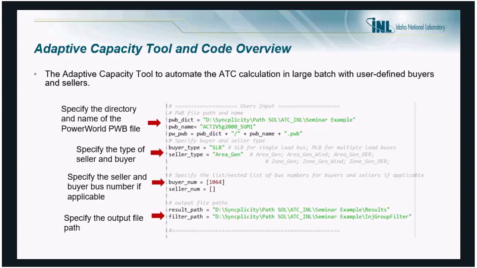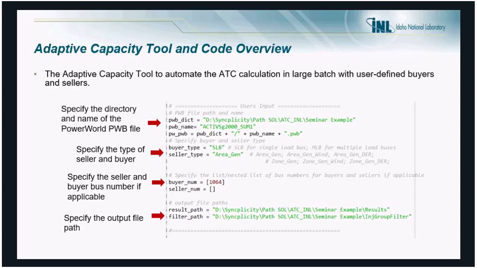For the adaptive capacity tool that we developed, the purpose of the tool is to automate the ATC calculation in PowerWorld in a large batch with user-defined buyers and sellers. Because the PowerWorld user interface is great and very straightforward, but there's a lot of button clicking. What if I want to simulate 1,000 different buyers and 1,000 different sellers? It will take a lot of time if we just want to complete the task within the PowerWorld ATC user interface. That's the purpose of us developing this tool.